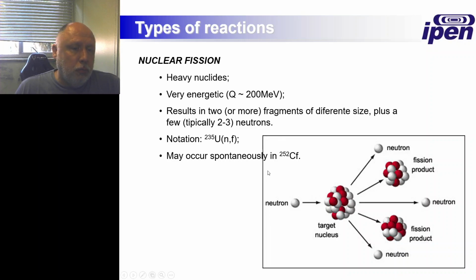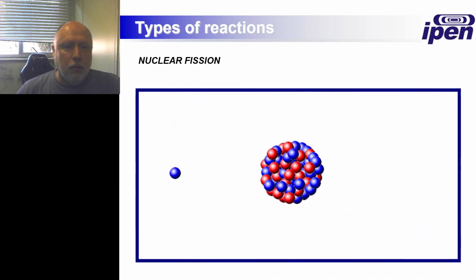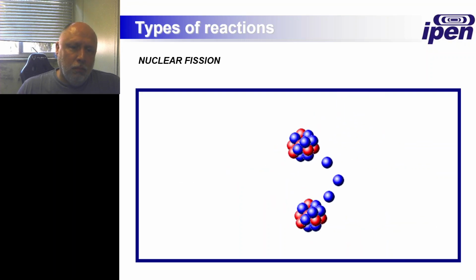And this may occur spontaneously in californium-252 and other very heavy nuclei. But the most common one was californium-252. And an important thing to note is you produce a lot of neutrons. We'll talk about this when we talk applications, right? So this is essentially the idea of fission, right?